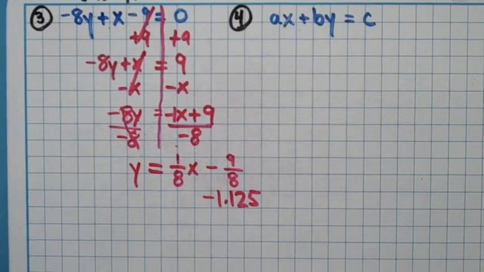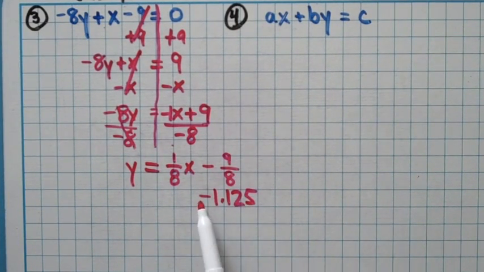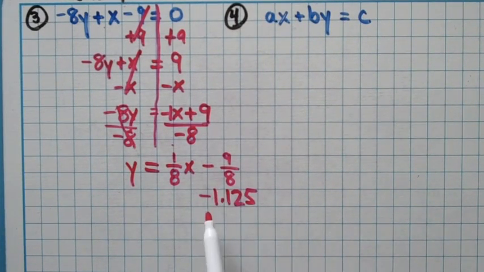So on this problem, at the end here, you can either leave it as negative 9 over 8, or you can turn it to a decimal, negative 1.125. Either one is totally fine. With the number in front of the x, you definitely want to have that fraction for slope. For the y-intercept, which we'll talk about later, either way is acceptable of writing that.